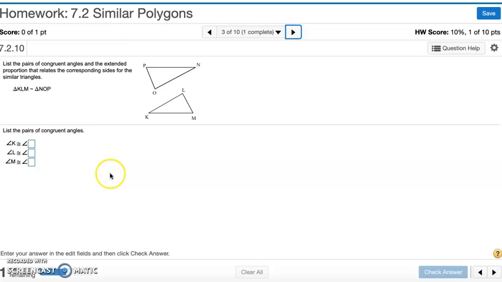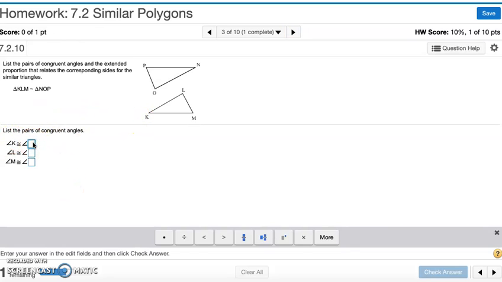So that's number 1. Number 3: list the pairs of congruent angles and the extended proportion that relates to corresponding sides for the similar triangles. So angle K goes with angle N, angle L goes with angle O, and angle M goes with angle P.